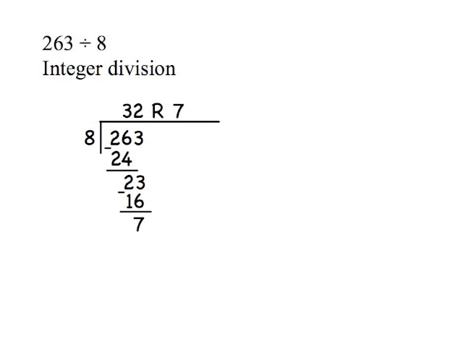Another type of division is integer division. We're doing it for the same problem. And just about everything is the same except for when we get to the 7 at the bottom. Instead of writing a fraction or a decimal, we simply state 32 remainder 7. The 32 is an integer, and the remainder, the 7, is also an integer, hence the name integer division.